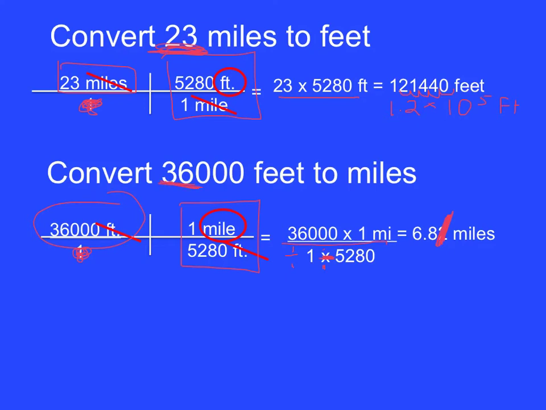36,000 has 2 significant digits. There's no decimal, so the zeros are not significant. They have value. They're just not significant. So our final answer would be 6.8 miles.